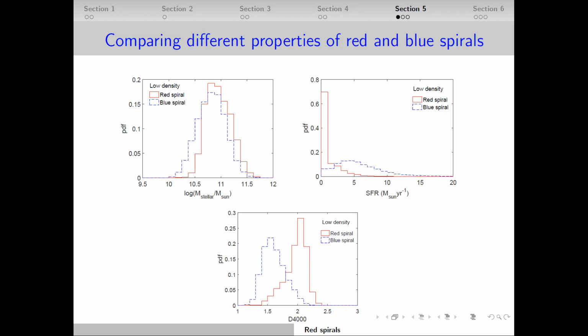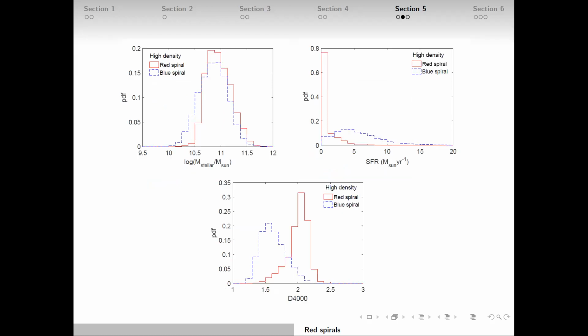The plot here shows the distribution of stellar mass, star formation rate and D4000 corresponding to red and blue spirals residing in low density regions. The plots here show the distributions of the same properties corresponding to red and blue spirals residing in high density regions.